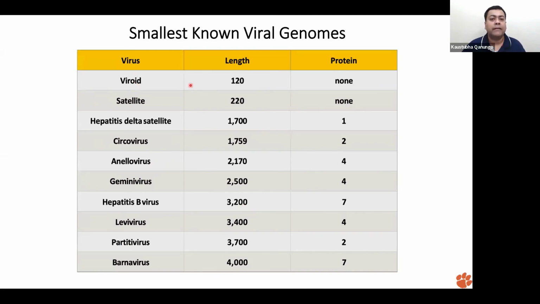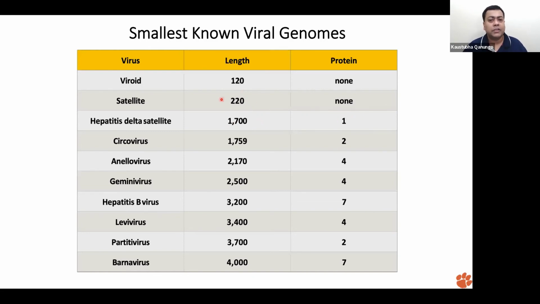We talked about the viroids. These are just naked circles of RNA, no protein. Then the satellites are basically found as naked RNAs along with a viral infection, which actually may cause more pathogenicity, like a hepatitis delta viral genome. You can see right here is a length of 1700, but it codes for only one protein right here.